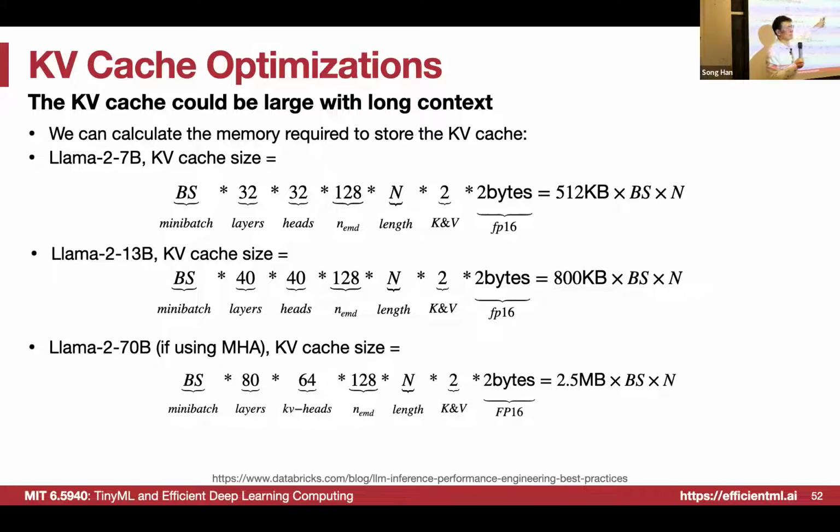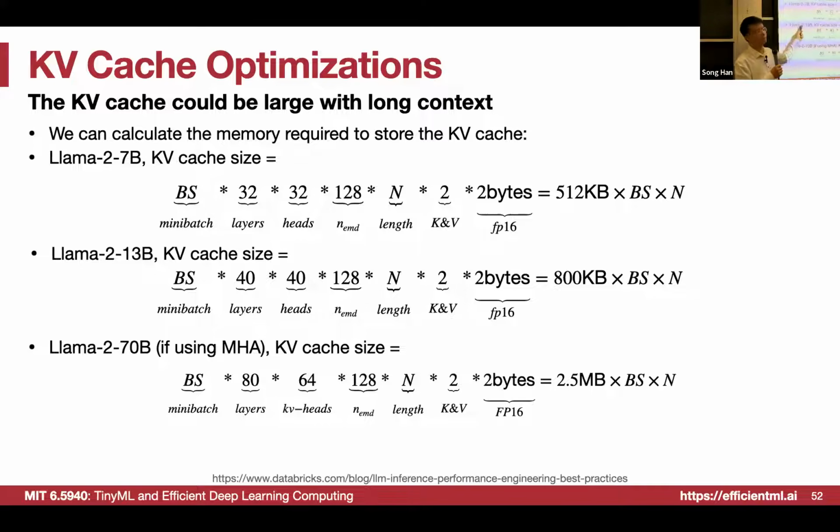And here is the sequence length. You want to summarize a long document versus a short document. So the KV cache size is proportional to the document size, and also 2 bytes for FP16 representation. So for every token, every batch, you need half a megabyte for Llama 7B.